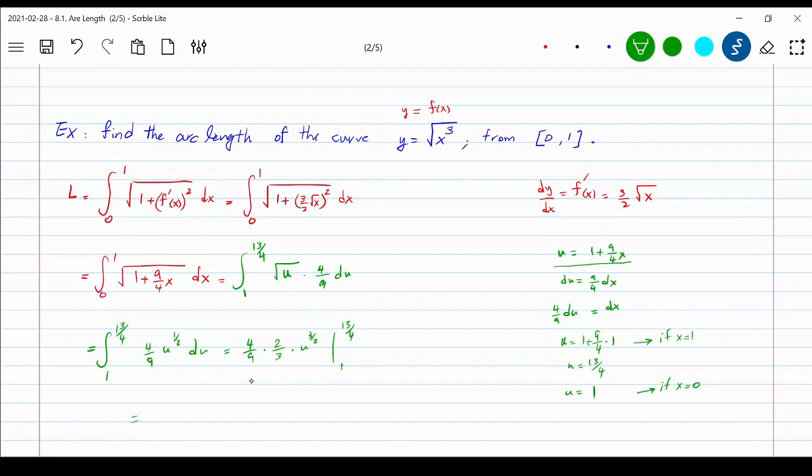That is 8 over 27 multiplied by (13 over 4 to the power 3/2 minus 1 to the power 3/2, which is simply 1). And if you have a calculator, you can calculate this, but this is the length of the curve over the interval 0 to 1.